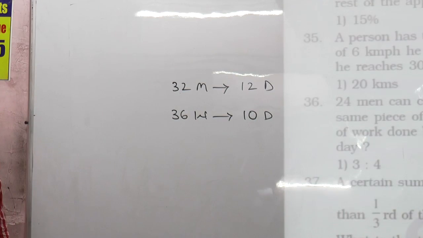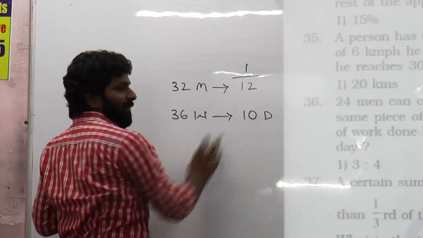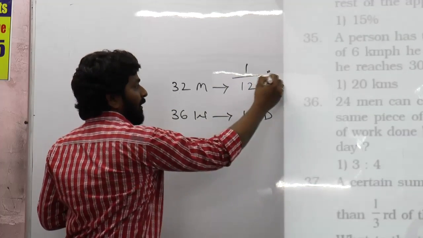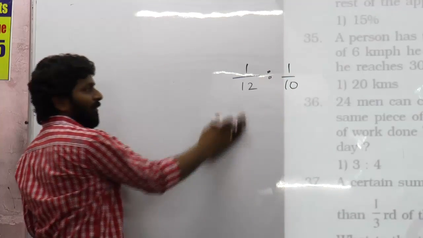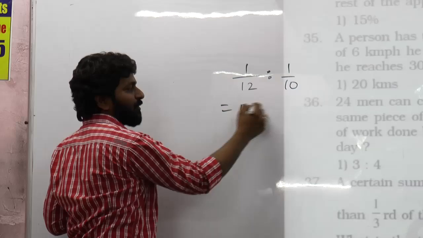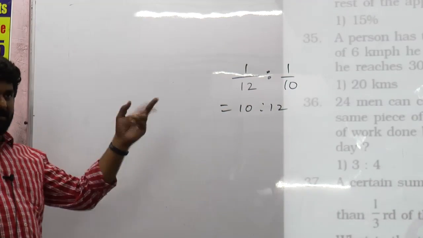You asked about one day work ratio. One day work of 32 men is 1/12. One day work of 36 women is 1/10. This becomes 10:12, which is 5:6. Cross multiplication.